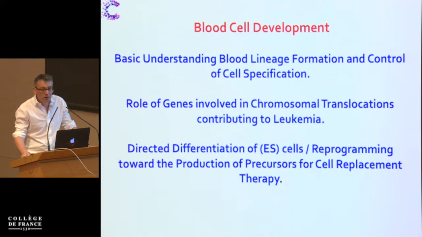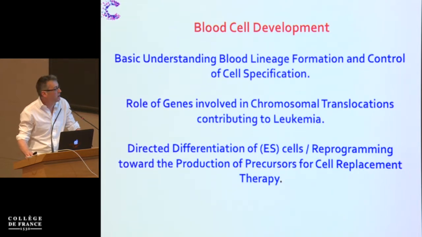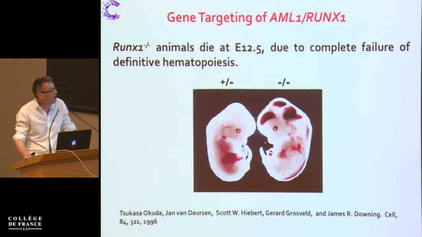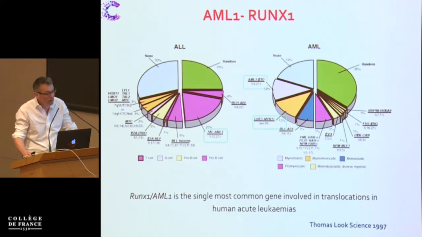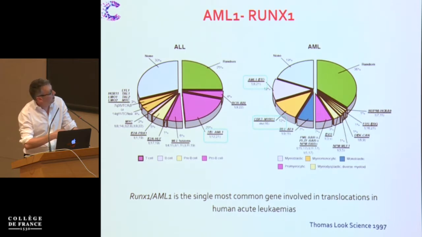But also because a lot of the genes implicated in this process, and this is something which we will discuss a lot today, are involved in leukemia, in translocation. And perhaps the best example for this is this gene AML1, for acute myeloid leukemia 1, or RUNX1, which is a master regulator of blood cell development, but it's also one of the genes found the most often translocated either in lymphoid leukemia or in myeloid leukemia.